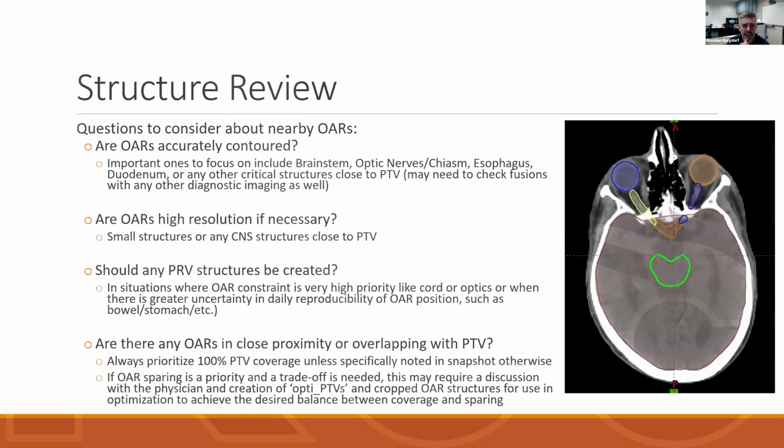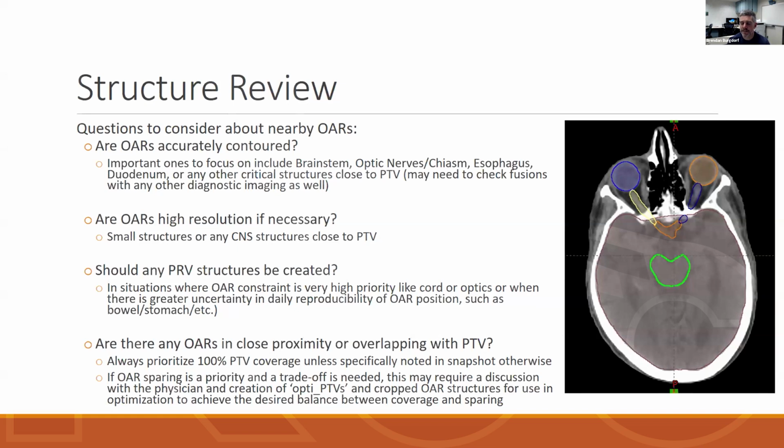And then next, you can ask if any PRV structure should be created. In some situations where OAR constraints are very high priority, like in the spinal cord or optic structures, and there is greater uncertainty in daily reproducibility of OAR position, like the bowel, stomach, etc., it's good to use PRV structures, which are just an expansion off the true structure. And finally, are there any OARs in close proximity or overlapping with the PTV? Our philosophy is to always prioritize fully covering the PTV, so receiving 100% PTV coverage, unless specifically noted by the physician otherwise.